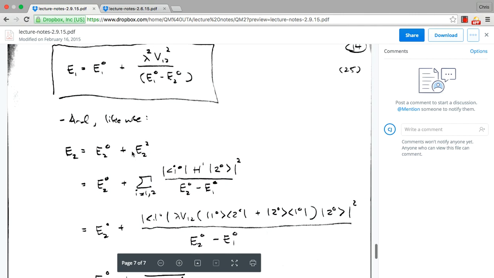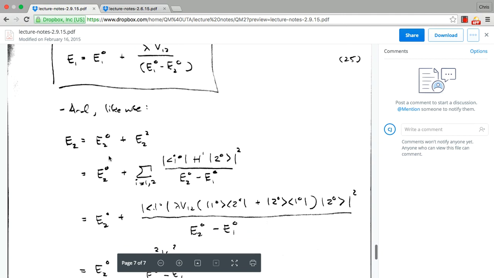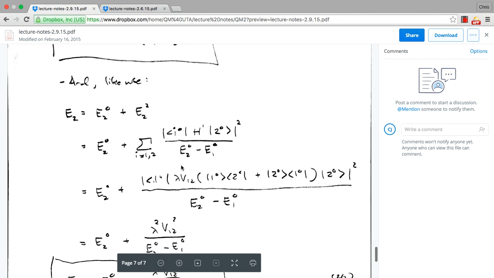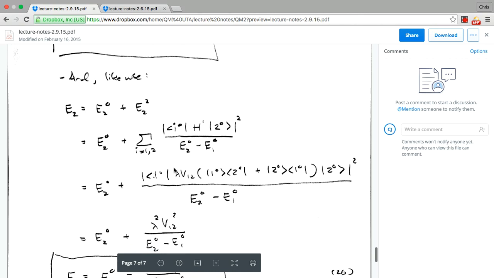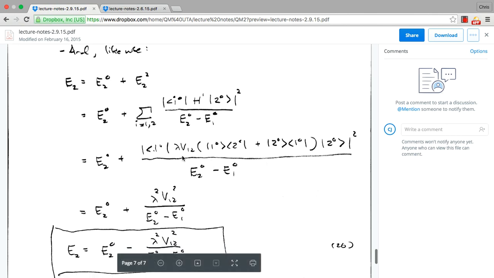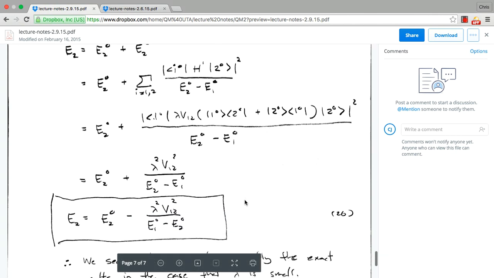And likewise, we can do the same thing for E2. So I can have E2, the unperturbed energy eigenvalue here, and plug in my formula for E2. So now I'm going to be summing over this guy, and now I have 2 here. If I sum that over, I can see that, again, only one of these terms is going to give me a contribution, and that leaves me with lambda V12 squared.